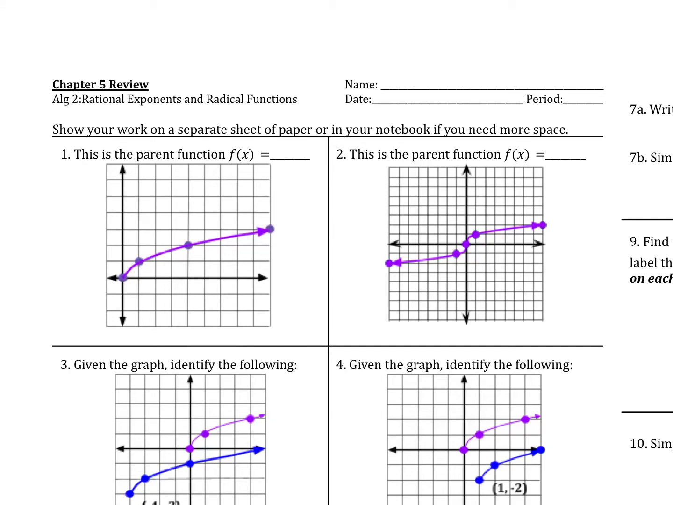Chapter 5 review. So number 1, this is the parent function f of x equals, now it's a square root, so it's half a rainbow, so it's just a square root of x. So it's the parent function of f of x equals square root of x. Number 2, it makes that S shape. We see the domain is all real numbers, meaning all x's. So this is our cube root function, so cube root of x.